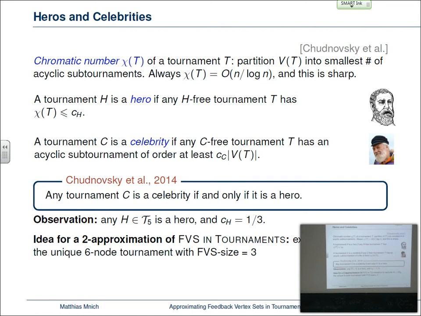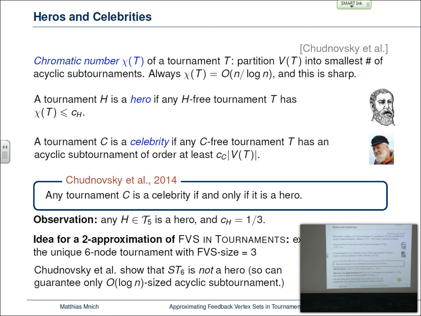And now, how can we use this and maybe get a 2 approximation? So the idea would be that we exclude the unique tournament ST6, as it's known in the literature, which consists of 6 nodes, and you need 3 nodes in any minimum feedback vertex set. It has been characterized that there is a unique such tournament which does not contain a transitive subtournament of order 4, or acyclic subtournament of order 4. So suppose you greedily always include these, you only lose a factor of 2 in the approximation ratio, and then afterwards you use that this tournament is a hero and find this large acyclic subtournament of linear size, and then get a good approximation ratio.